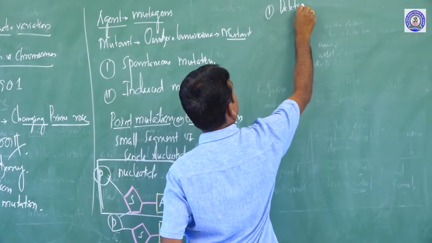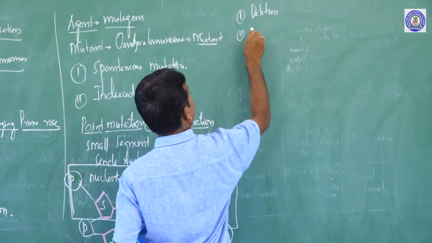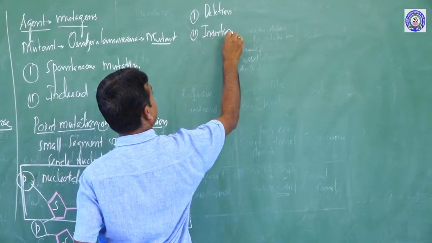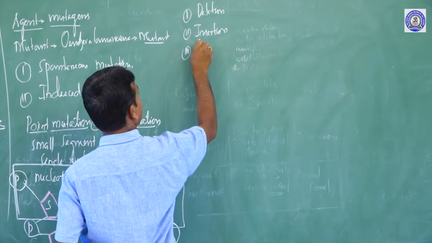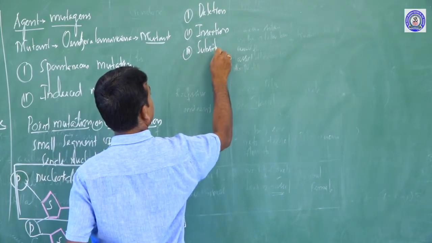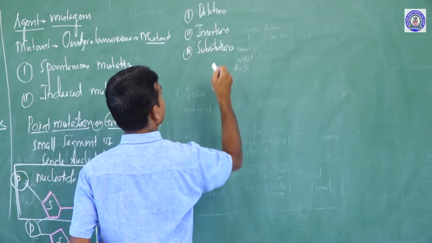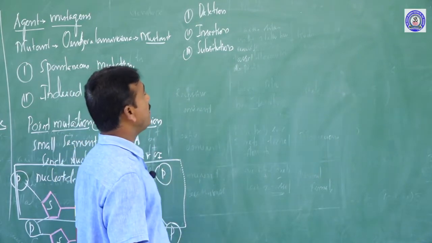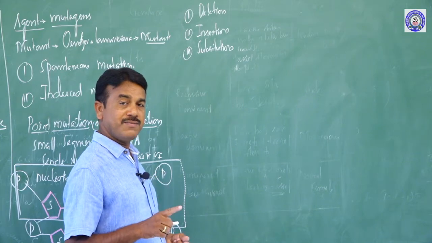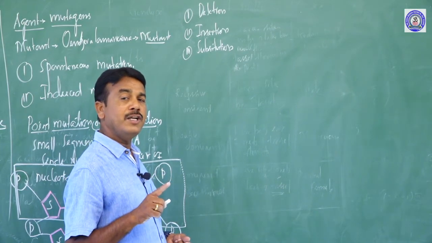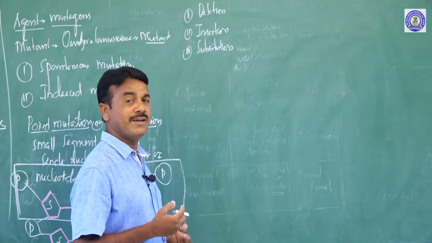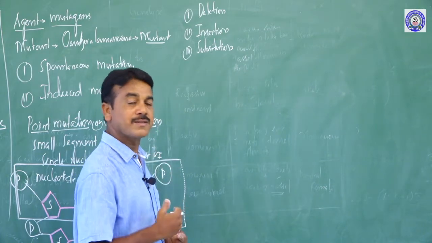deletion, second one, insertion, third one, substitution. So what do you mean by deletion? That means loss of a single nucleotide in the structure of DNA. That is called deletion. That means loss.